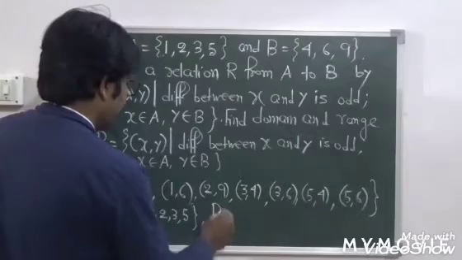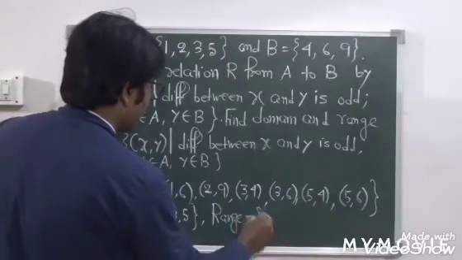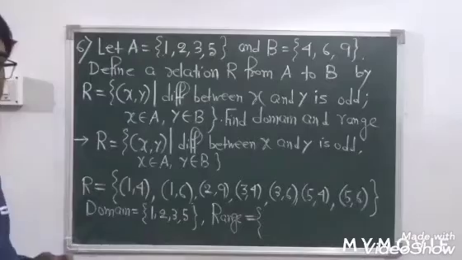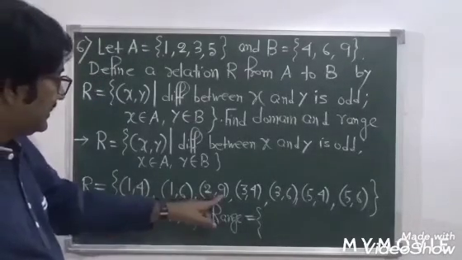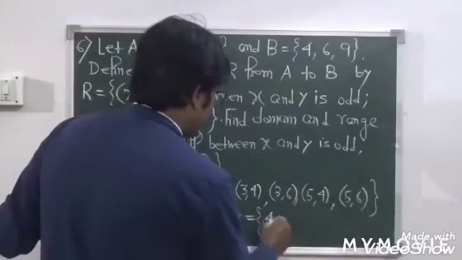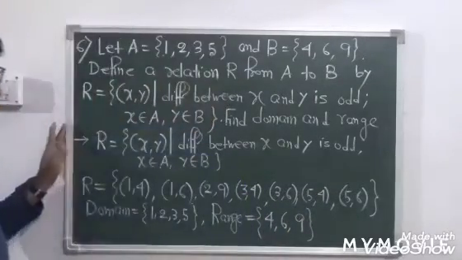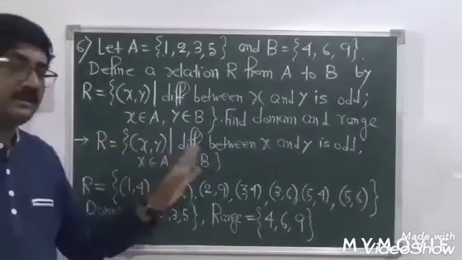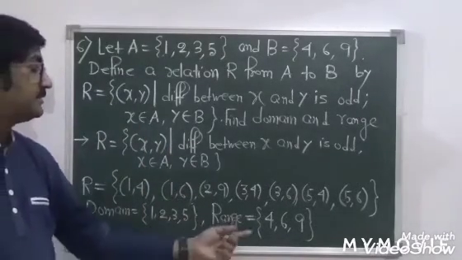Similarly, the range is the set of all the second elements in the ordered pairs of the relation, that is 4, 6, 9, 4, 6, 6. So it is 4, 6 and 9. So the domain of this particular relation comes to 1, 2, 3, 5 and the range is 4, 6, 9.